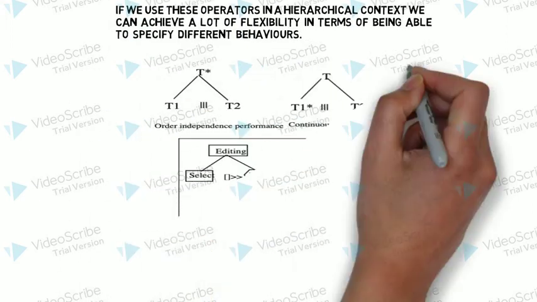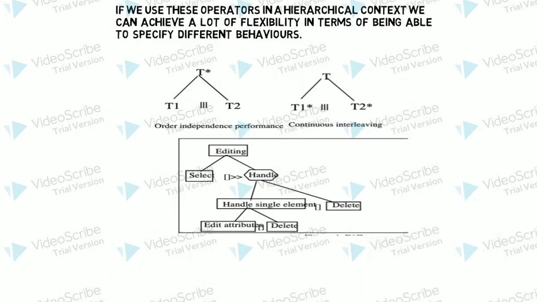The same tasks are involved. T1 and T2 are performed interleaving in both cases, but if the iteration is at the father level, then we mean order independence performance. Tasks can be executed in any order, but before executing them again, both tasks have to be terminated. In the second case, with iteration reduced at the subtask level, we have a continuous interleaving among tasks, which means that once one task is terminated, it can be executed again without waiting for the termination of the other task.